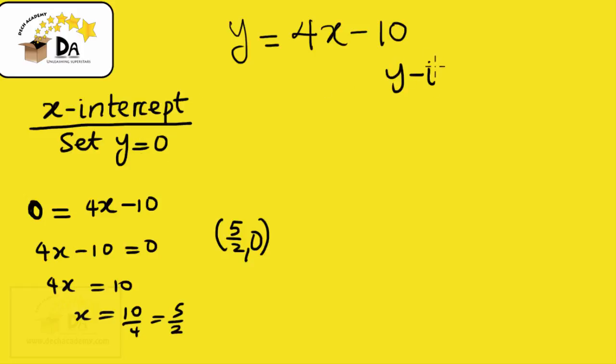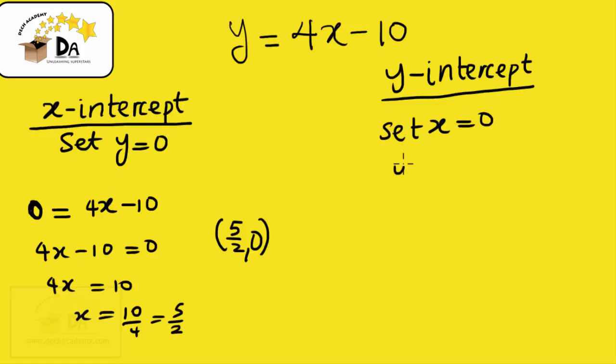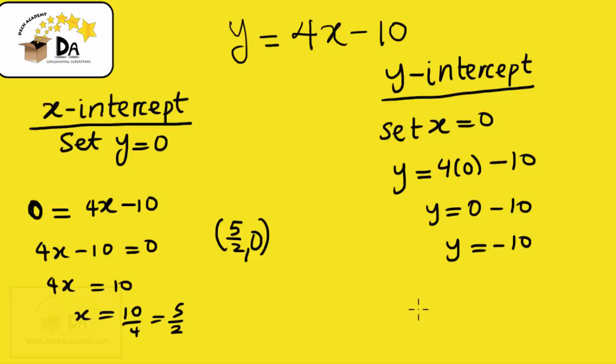But for the y-intercept, we set x to 0 in the equation, which gives the corresponding y value of 4 times 0, which is 0, minus 10, so y is minus 10. So the x coordinate of the y-intercept is 0, and the y coordinate of the y-intercept is minus 10. So as you can see, to determine the x-intercept, set y as 0. To determine the y-intercept, set x as 0, and you're done.